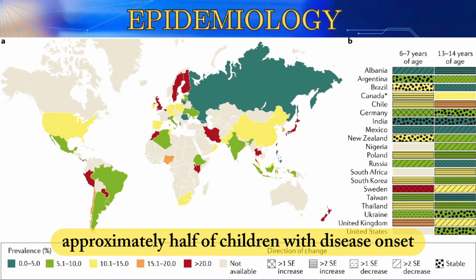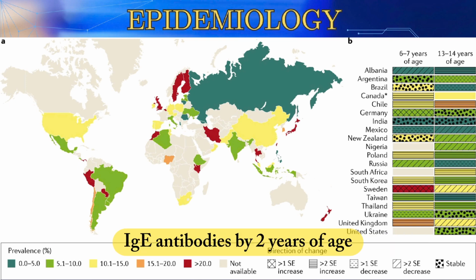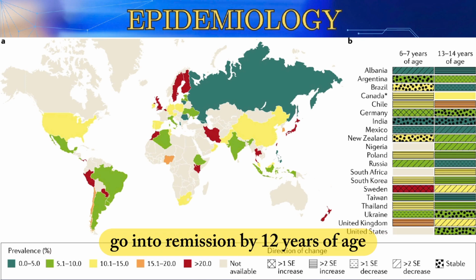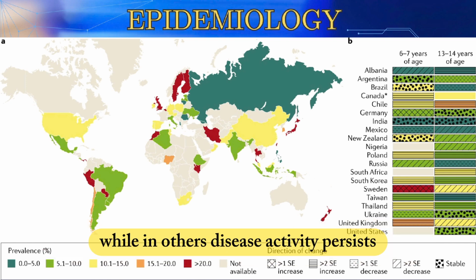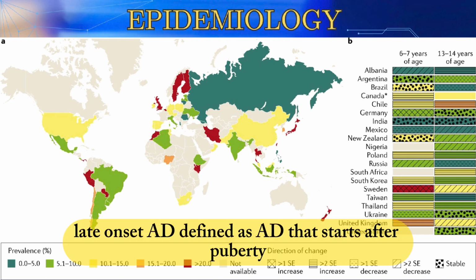Approximately half of children with disease onset during the first few years of life develop allergen-specific IgE antibodies by 2 years of age. About 60% of infants and young children with AD go into remission by 12 years of age, including a rapid resolution by 4 to 6 years of age, while in others the disease activity persists into adolescence and adulthood. Late onset AD is defined as AD that starts after puberty.